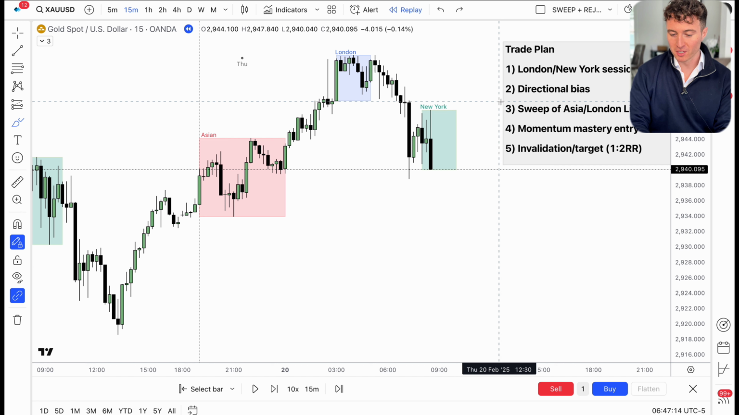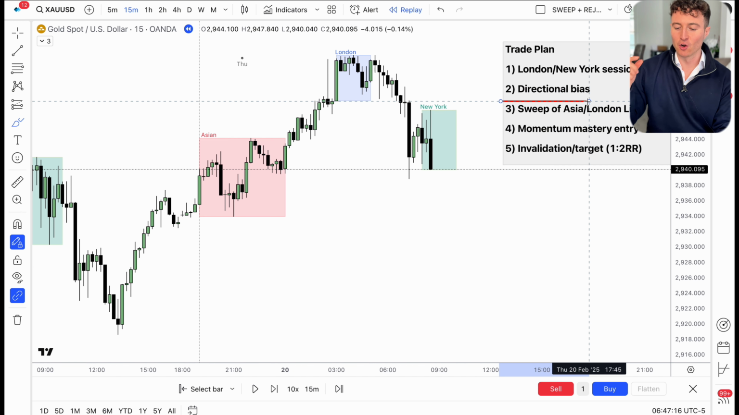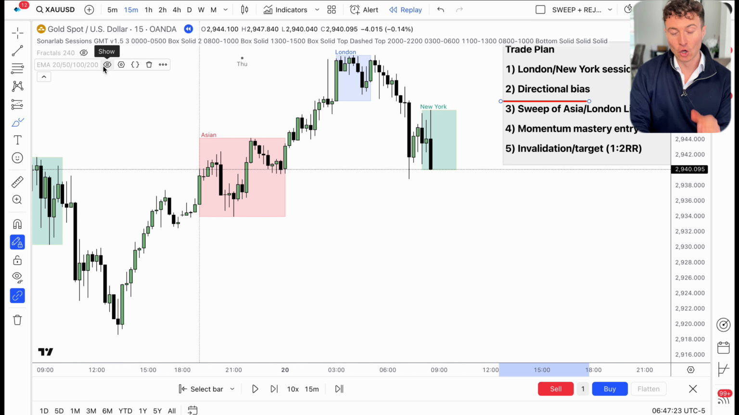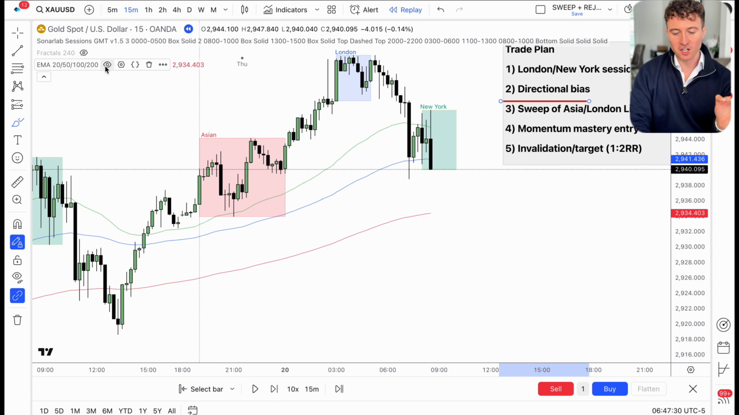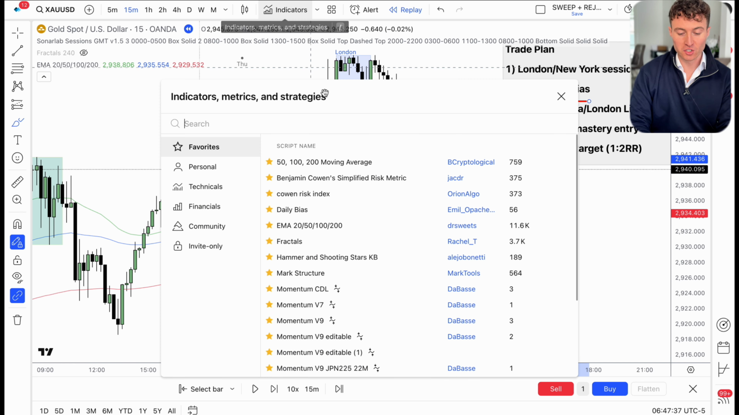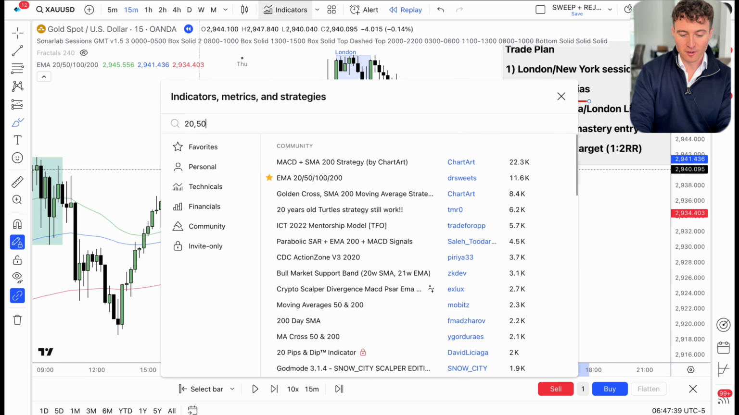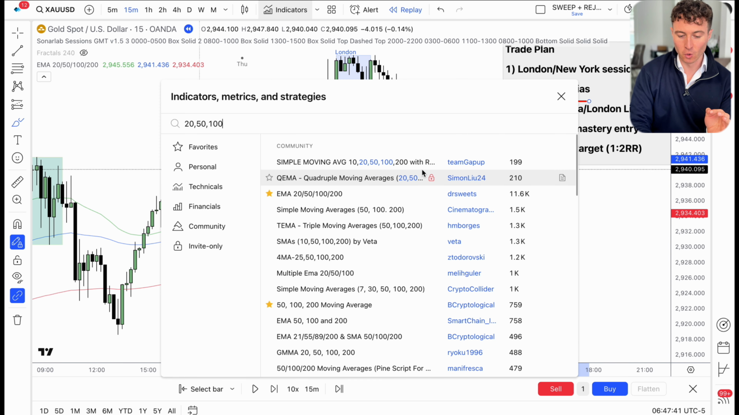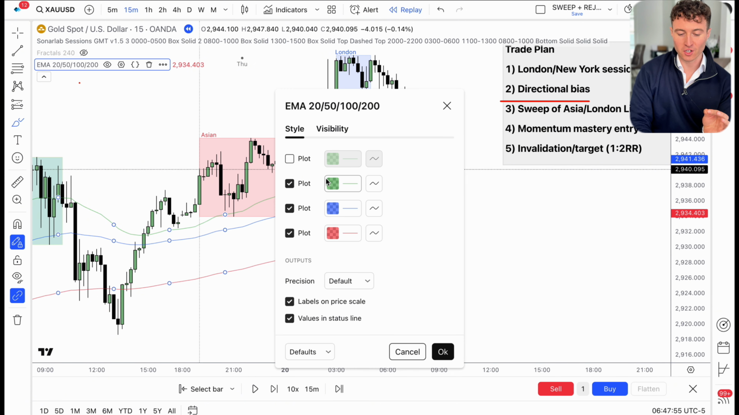Okay, great. So number two on my trade plan is directional bias. And luckily for you, I have an objective way to identify that. This basically means, are we looking for longs or are we looking for shorts? And what I personally use is the 20, 50, 100, and 200 EMA. It's this one here by Dr. Sweets. Once you've added that to your chart, we only need the 50, 100, and 200, so you can go ahead and untick the 20. It's this one right at the top here.